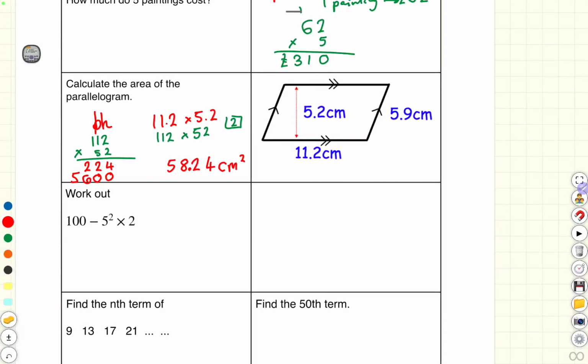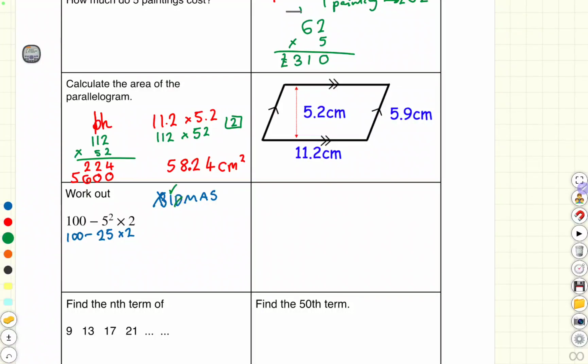Question number 3 is a BIDMAS question, so I'm going to write the word BIDMAS to remind myself of which order I do these things in. So first of all, do I have any brackets? Well, no, I do not. Do I have indices? Yes, so I must do that first. So that's 25, the times 2 still comes down, and the 100 minus comes down. So I've dealt with the indices.